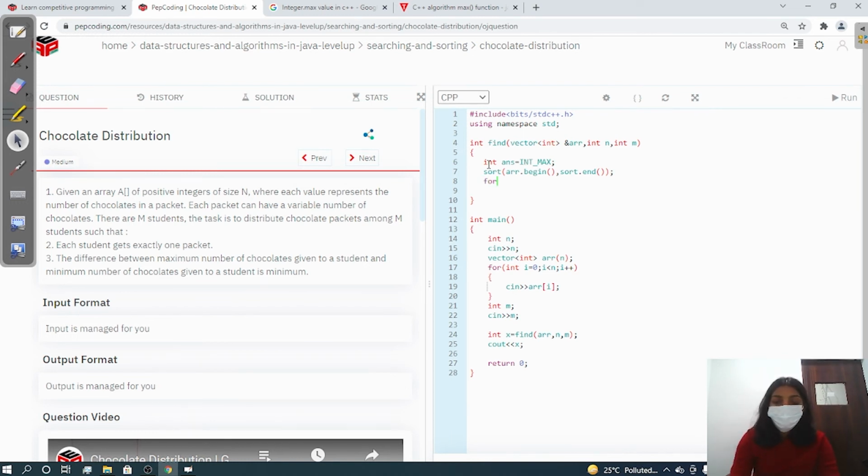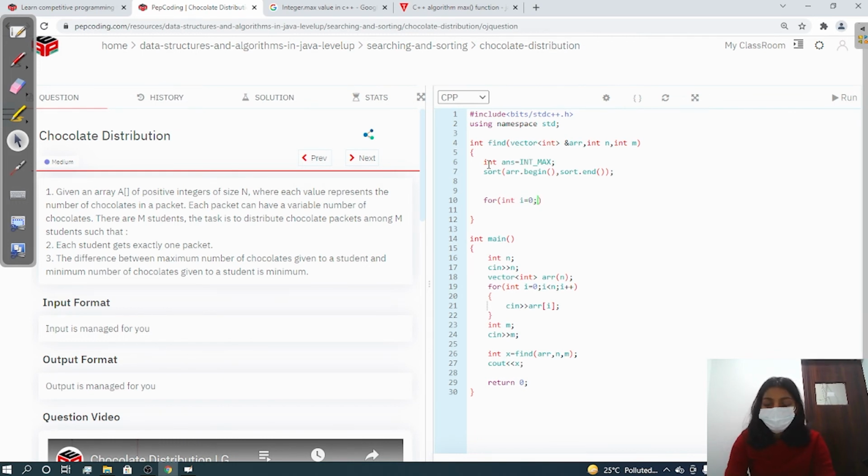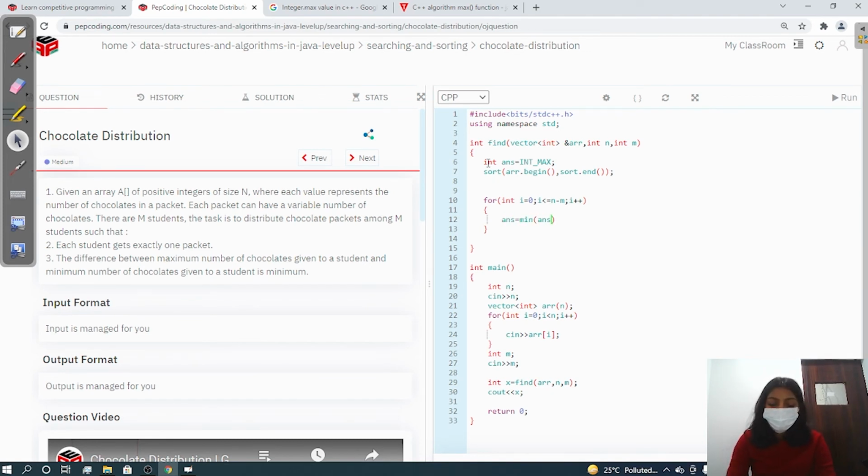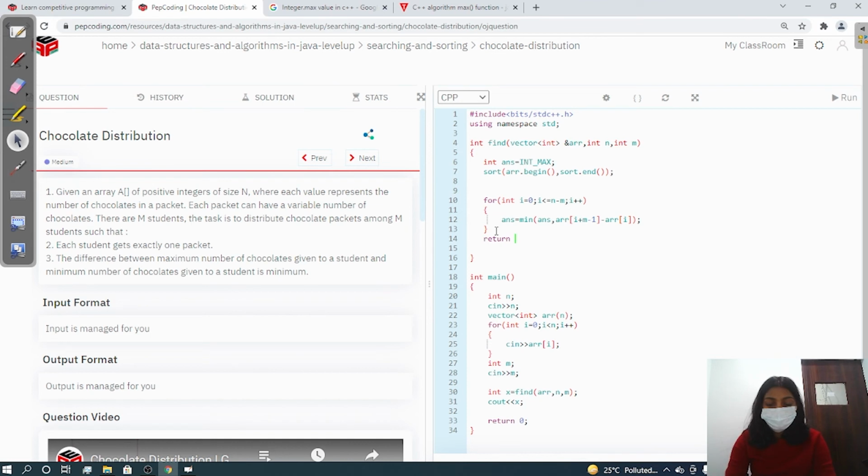Okay, so I'll be sorting this, and then I will be running a loop for int i equals 0, i less than n minus m. It should be less than or equal to n minus m, i plus plus. Okay, now answer will be equal to the minimum of my previous answer and arr of i plus m minus 1. Because it is in index form, I will be subtracting 1, and then return my answer. Return answer.